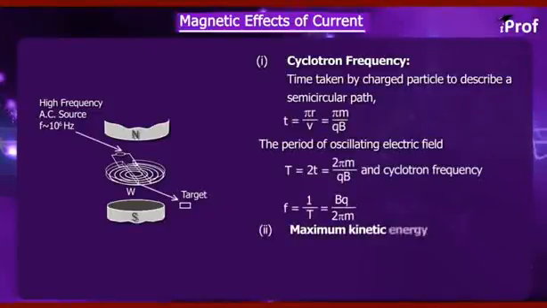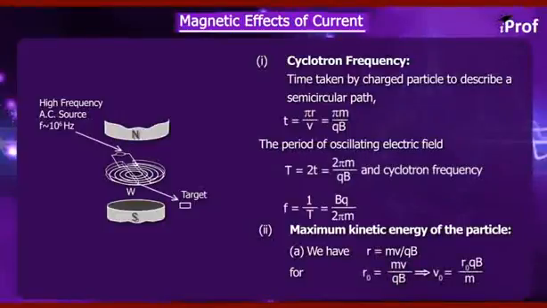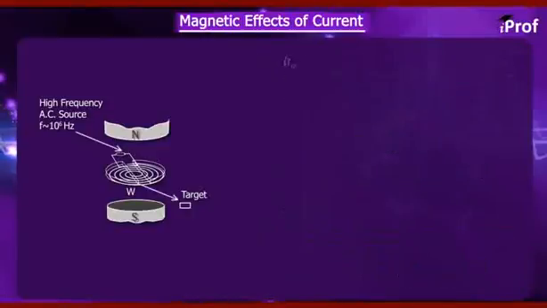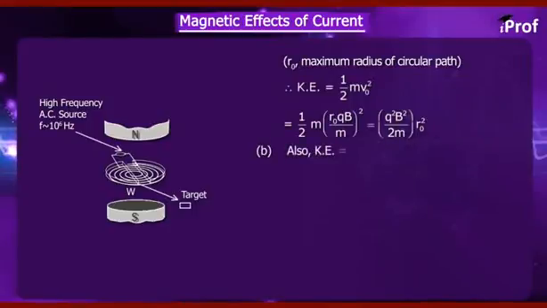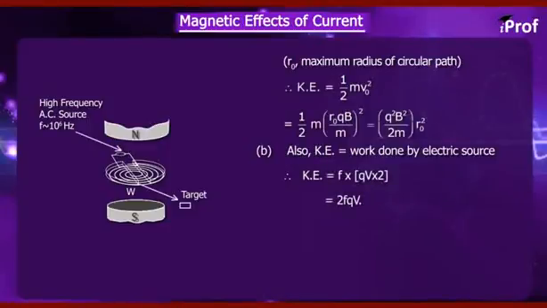Second, maximum kinetic energy of the particle. (a) We have r equal to mv upon qB. For r naught equal to mv naught upon qB, which implies v naught equals r naught qB upon m. r naught is the maximum radius of the circular path. Kinetic energy equals half m v naught squared equals half m (r naught qB upon m) squared equals q squared B squared upon 2m r naught squared. (b) Also, kinetic energy equals work done by the electric source. Kinetic energy equals F into qV into 2, equals 2F qV.